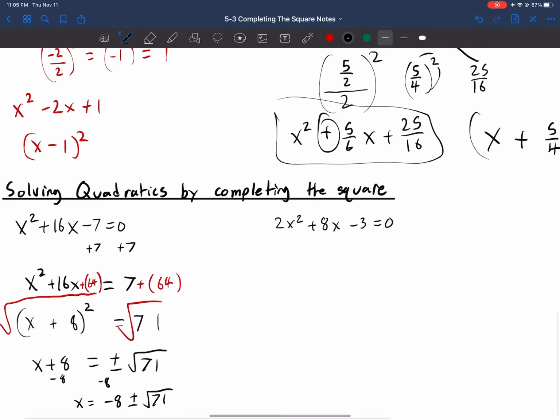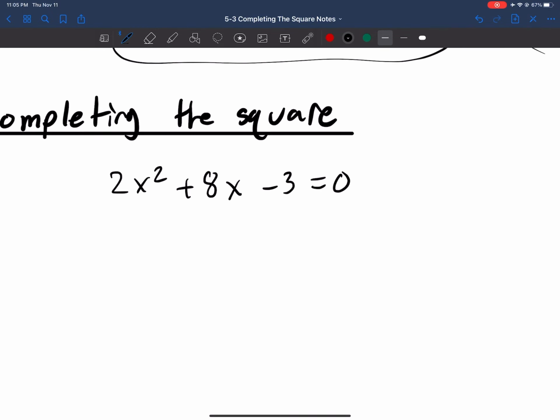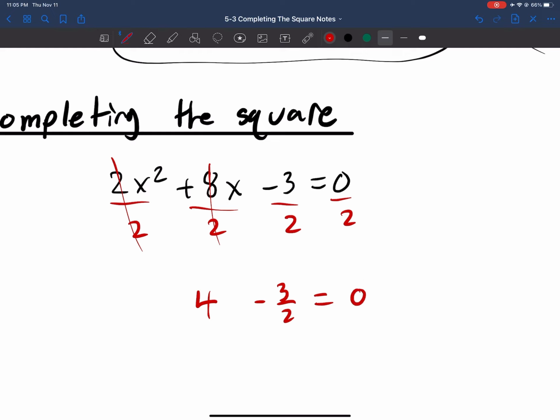So, a harder example, a is not equal to 1. If possible, divide everything by our a value so that we can have a equal to 1. Makes your life easier. 2 divided by 2 is 1. 8 divided by 2 is 4. -3 over 2 is just -3 over 2. And 0 divided by 2 is still 0. So we have x squared and 4x.